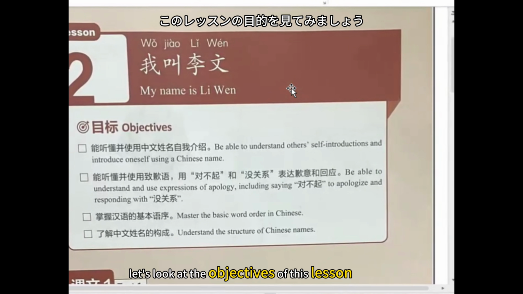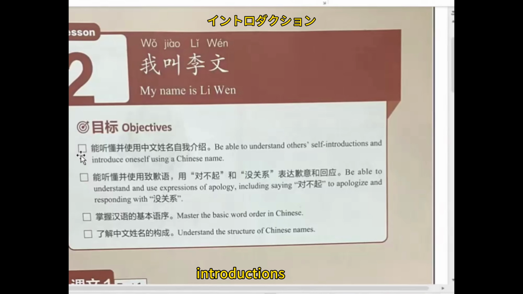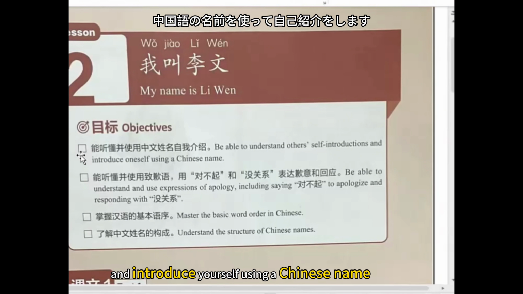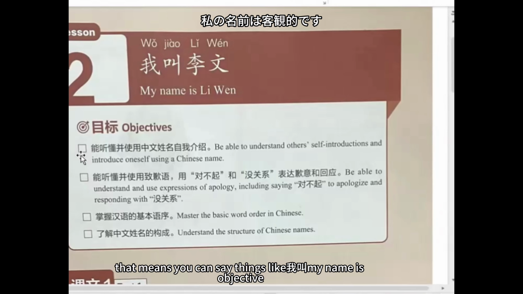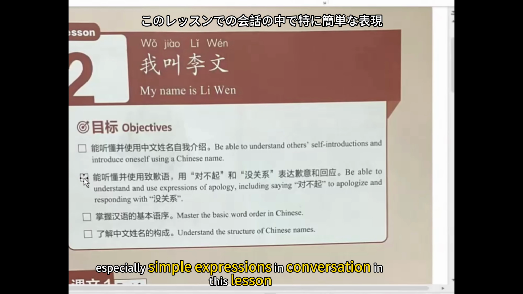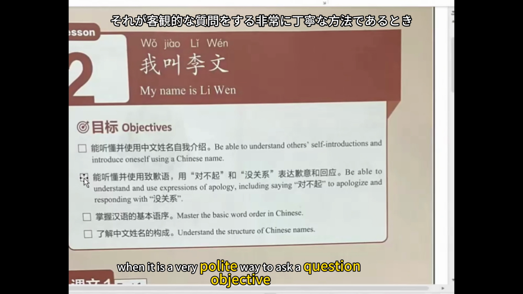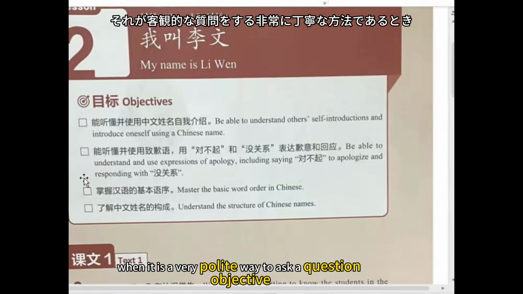Before we start, let's look at the objectives of this lesson. Objective 1, you will be able to understand other people's self-introductions and introduce yourself using a Chinese name. That means you can say things like 我叫, my name is. Objective 2, you will be able to understand and use polite expressions, especially simple expressions in conversation. In this lesson, one important polite phrase is 请问. It is a very polite way to ask a question.